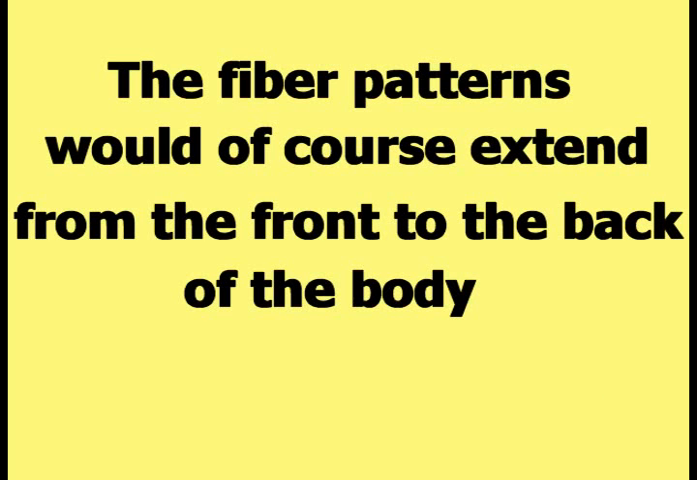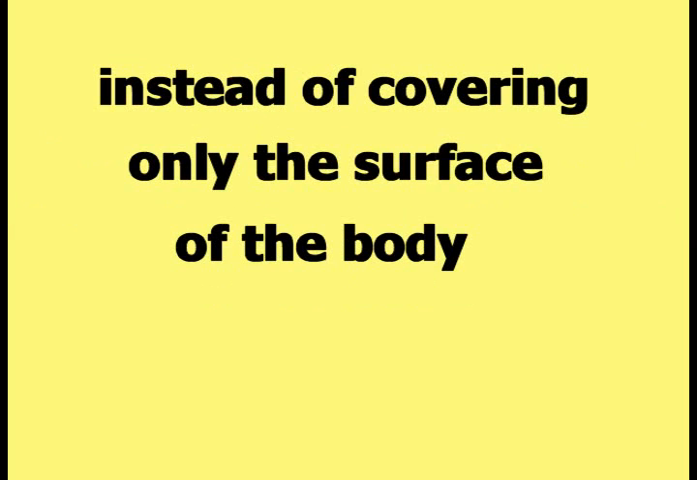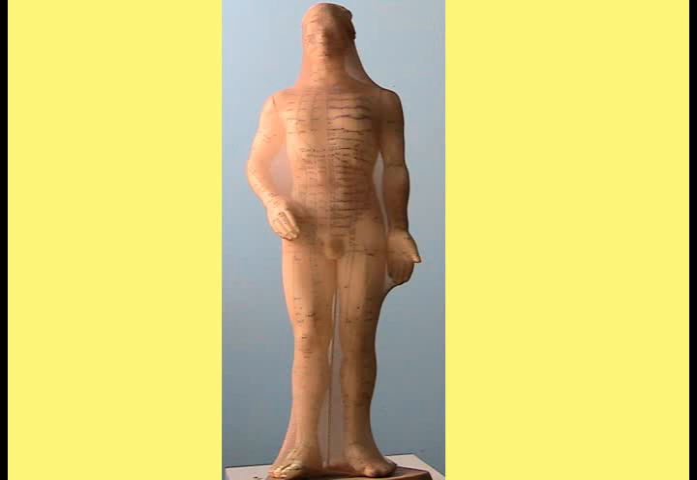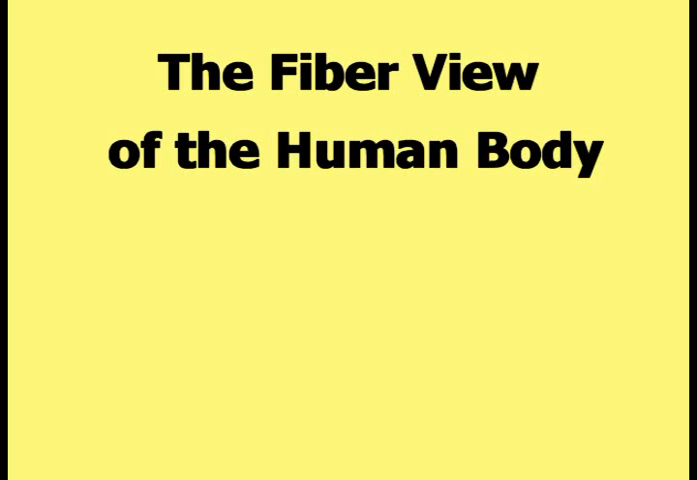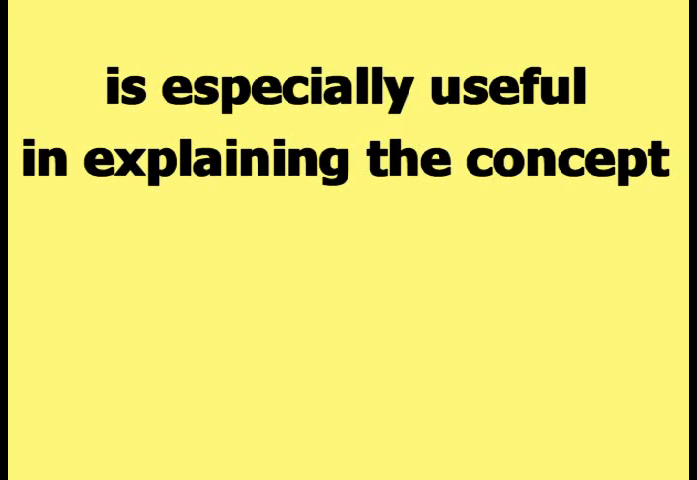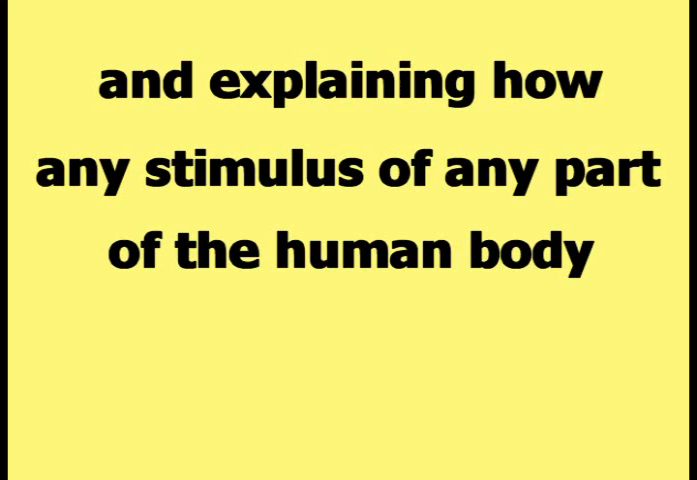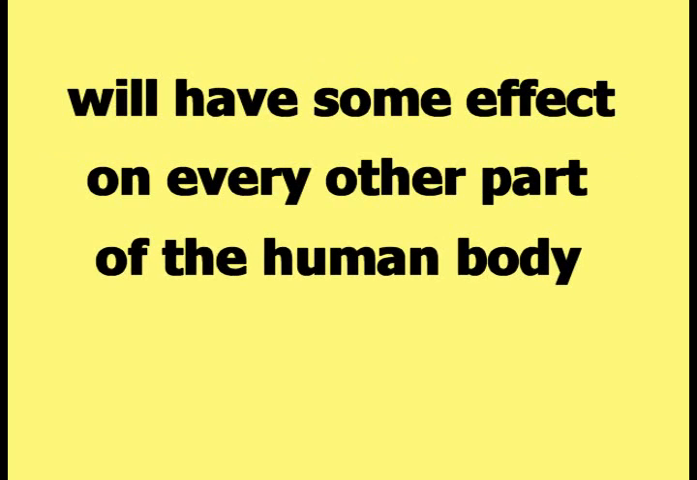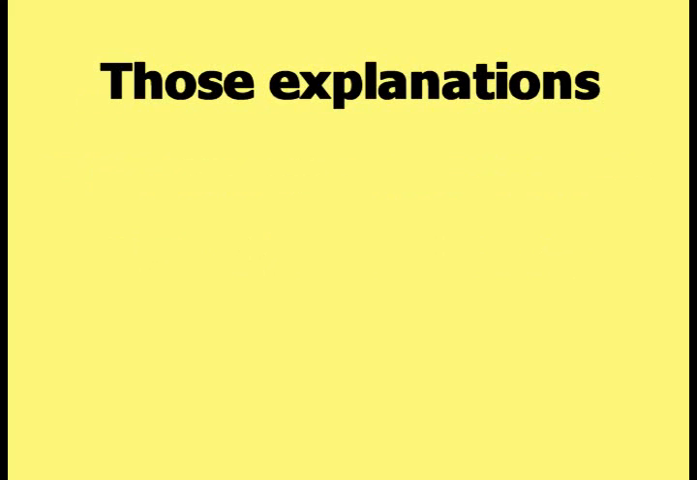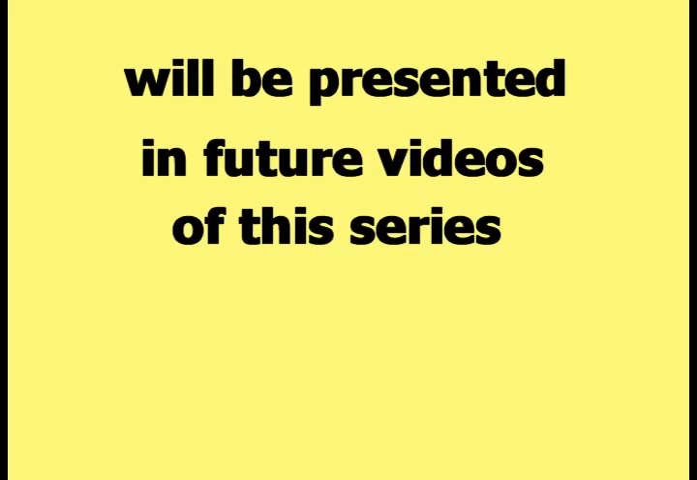The fiber patterns would of course extend from the front to the back of the body, instead of covering only the surface of the body, as the nylons do in this example. The fiber view of the human body is especially useful in explaining the concept that the human body is one large interconnected piece, and explaining how any stimulus of any part of the human body will have some effect on every other part of the human body. Those explanations will be presented in future videos of this series.